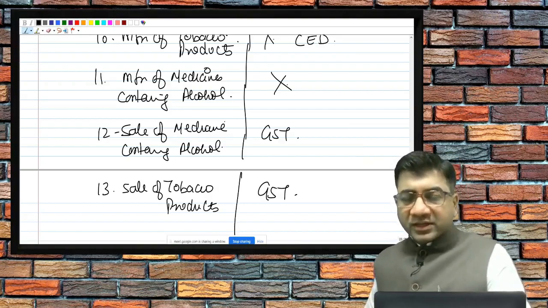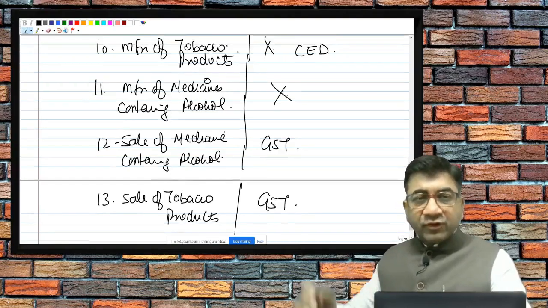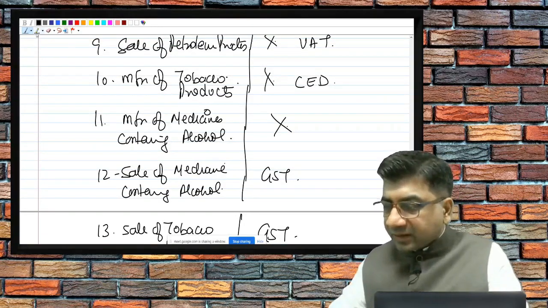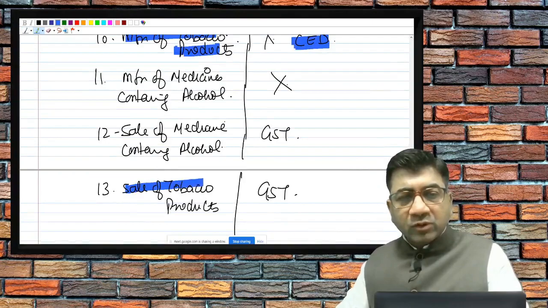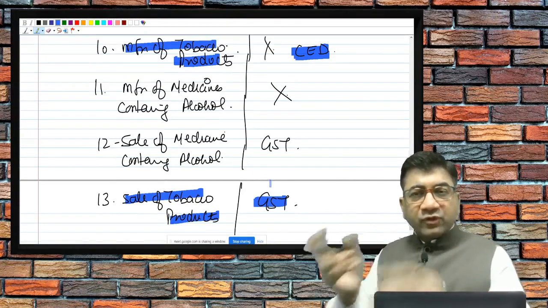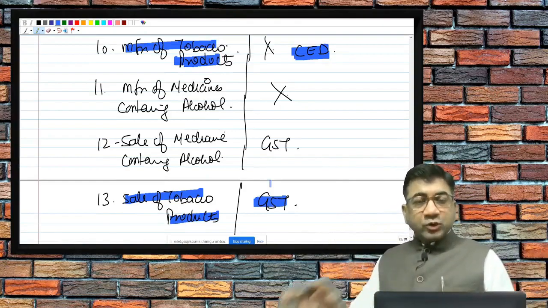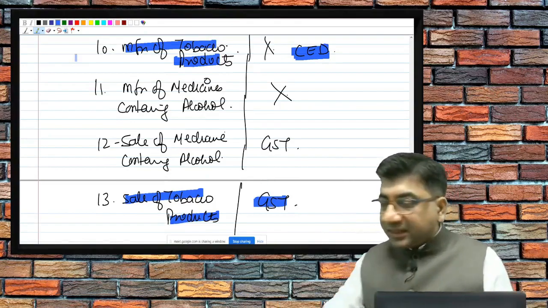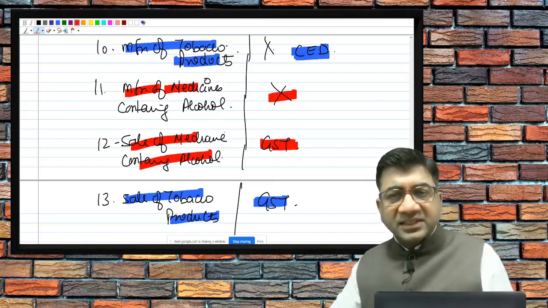Sale of tobacco products pe GST aa gaya hai. Manufacturing of tobacco, listen to me, manufacturing of tobacco it is Central Excise, but sale of tobacco is under GST. So this is unique. Tobacco manufacturing is under central excise, tobacco sale under GST. Unique, unique. Medicines manufacturing, no tax. Medicine sale, GST.